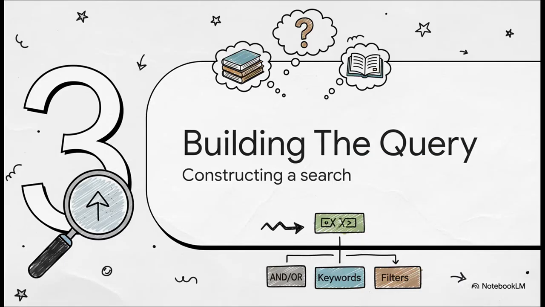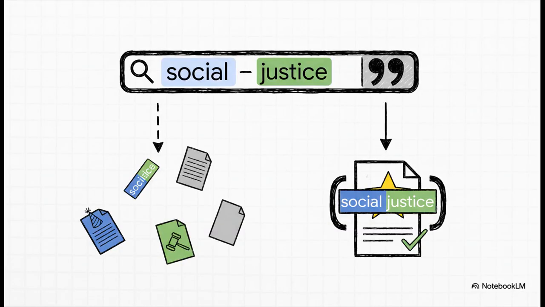And now for the main event, step 3. Building the perfect query. This, my friends, is where the real magic happens. But before we start building, let me give you a pro tip that is an absolute game changer. If your search term is a phrase, more than one word, like social justice, make sure you wrap it in quotation marks. This tells JSTOR, hey, I need you to find these exact words together in this specific order. It makes your results so much more accurate.